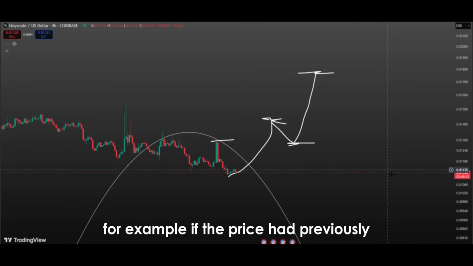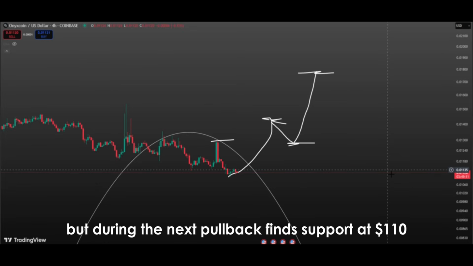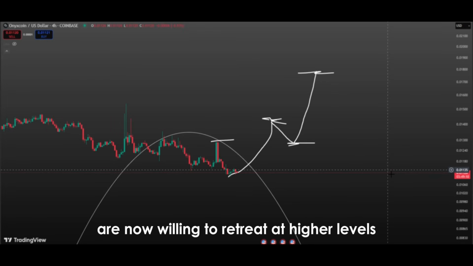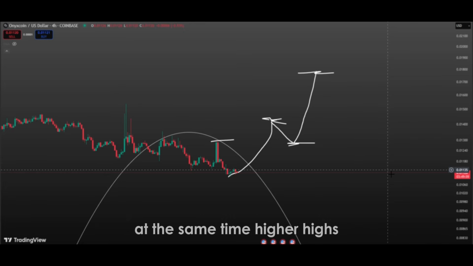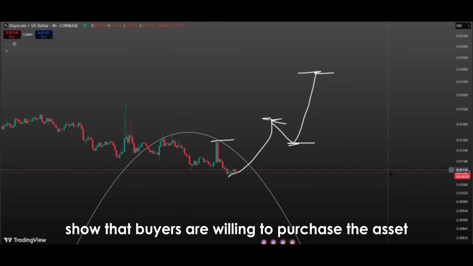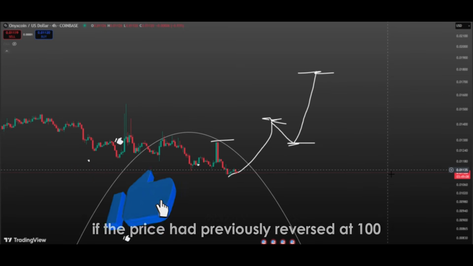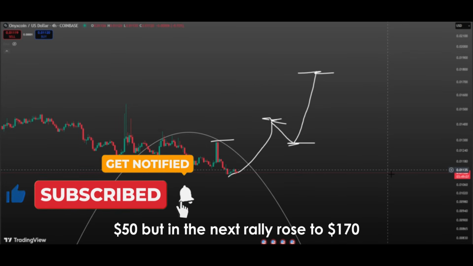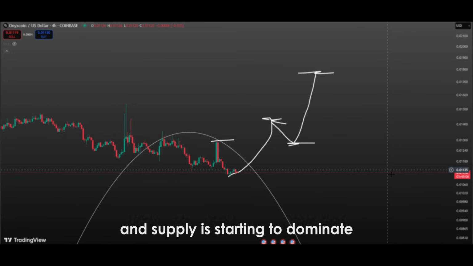For example, if the price had previously dropped to $100 during a pullback, but during the next pullback finds support at $110, this proves that sellers are now willing to retreat at higher levels and buyers are entering the market more strongly. At the same time, higher highs show that buyers are willing to purchase the asset even at higher prices. For instance, if the price had previously reversed at $150, but in the next rally rose to $170, this indicates that demand has strengthened and supply is starting to dominate at higher levels each time.